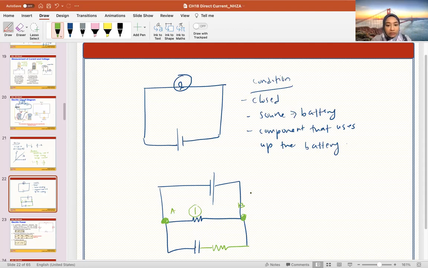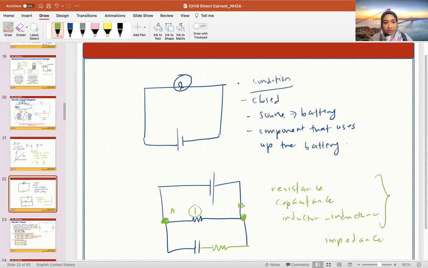Okay, so for a resistor, we call it resistance, right? For a capacitor, we call it capacitance. But there's another one, called an inductor, and we call it inductance. So these things are under the same umbrella, and this umbrella is called impedance. This is what I mean by impedance. So that's for later. I think that's it for the recap.